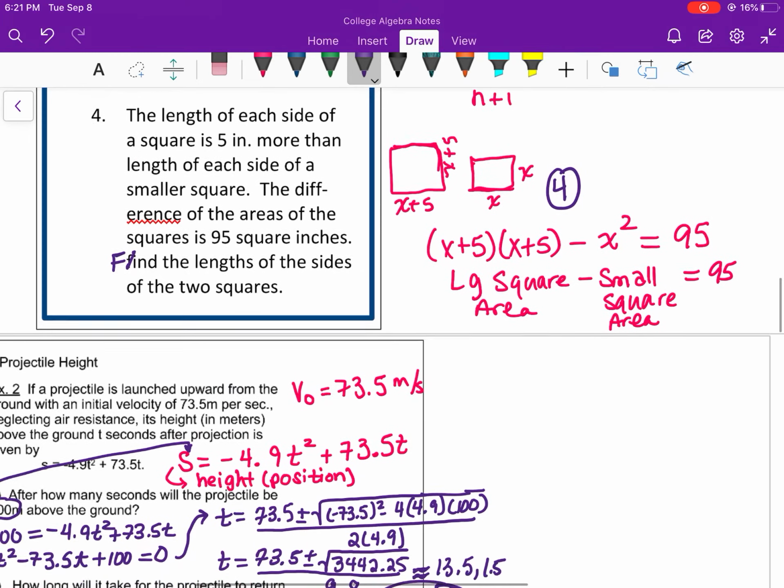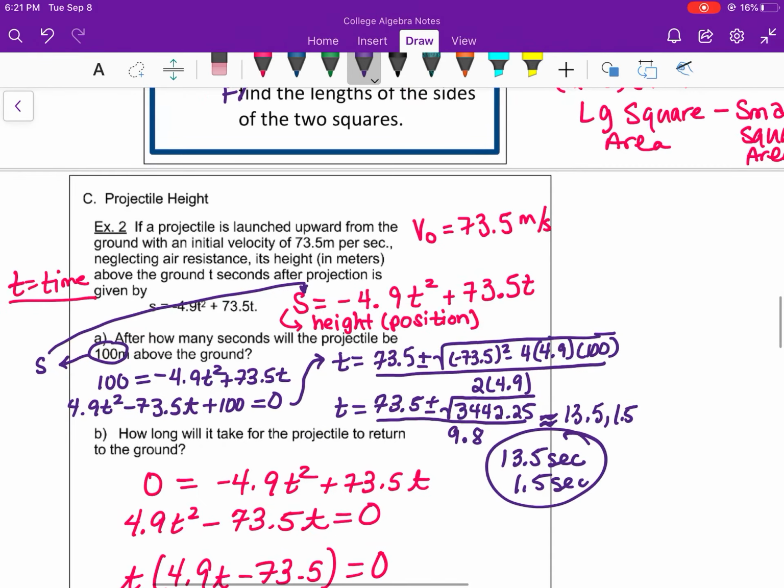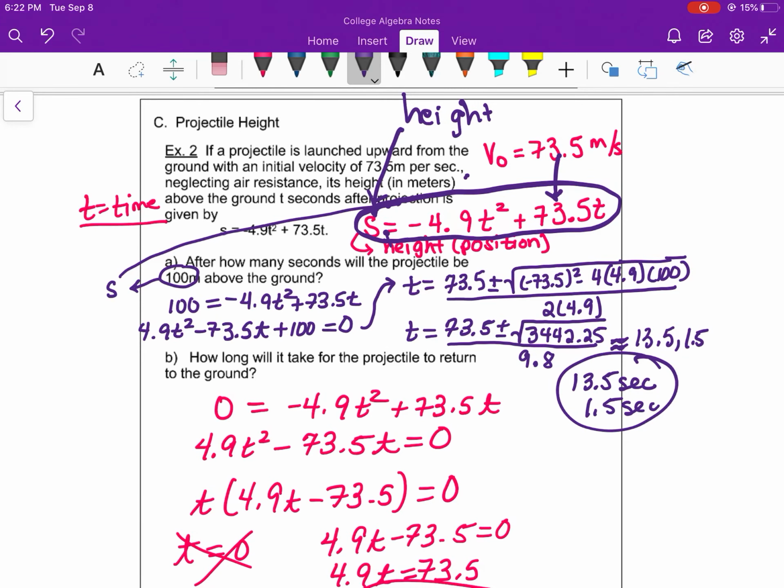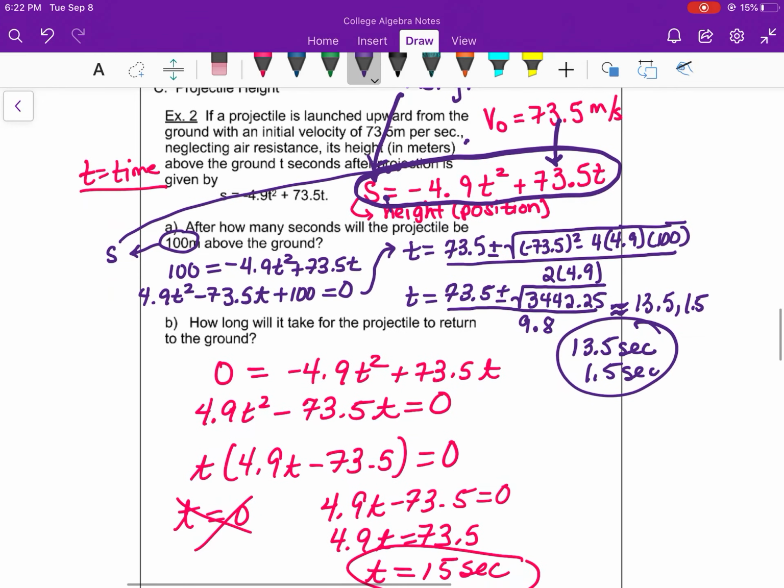After that, we went into a physics application. We're using this equation right here from physics. Your velocity goes right there in the formula. This is your acceleration constant. S stands for height. So S right there is height. And for the first question, you want to know, when will the projectile be 100 meters above the ground?